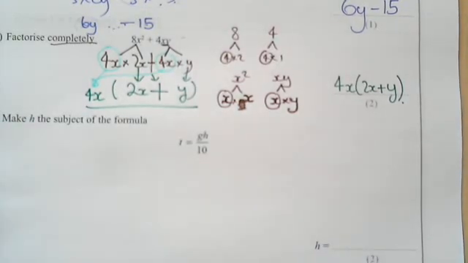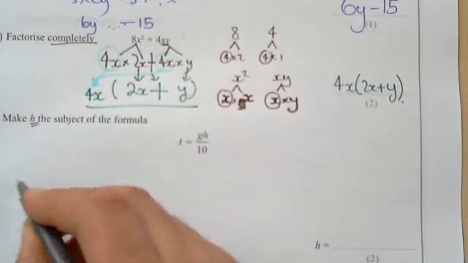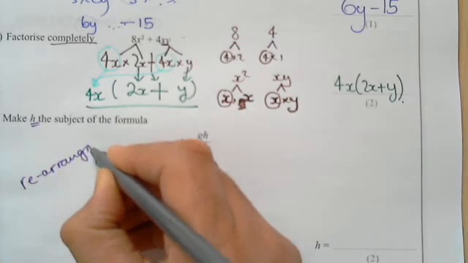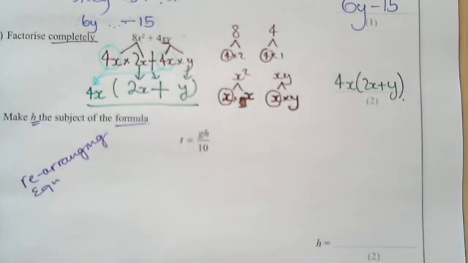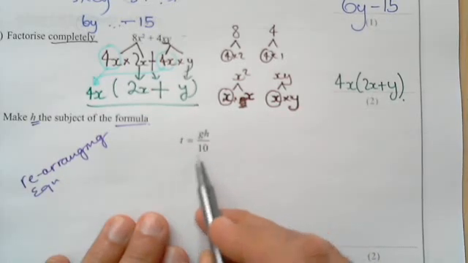Okay, we're done on that question. That's been factorized completely. Okay, we've got to make h the subject of the formula. This topic is called rearranging equations, or rearranging formula. Now, it says t is equal to gh over 10.